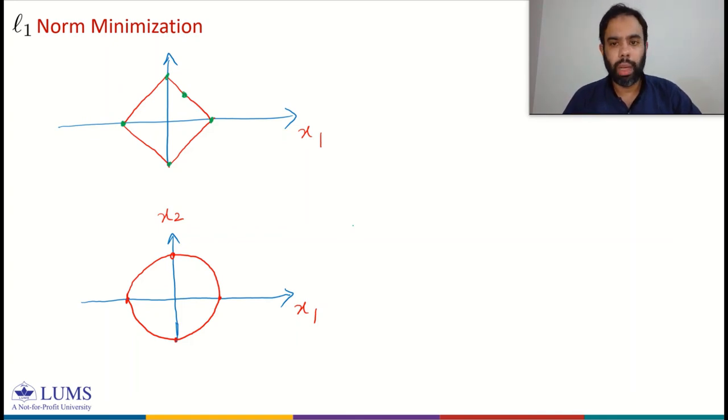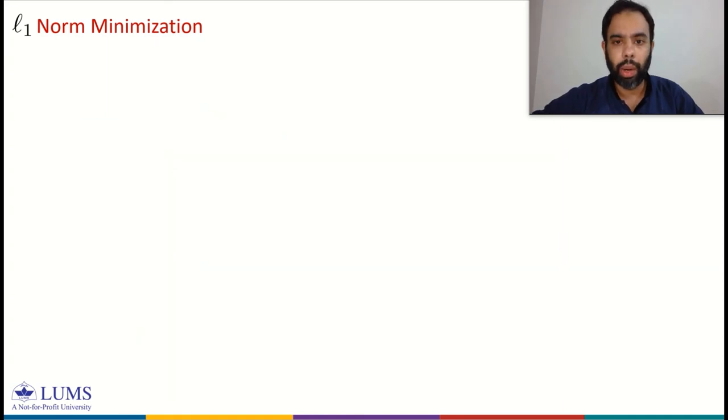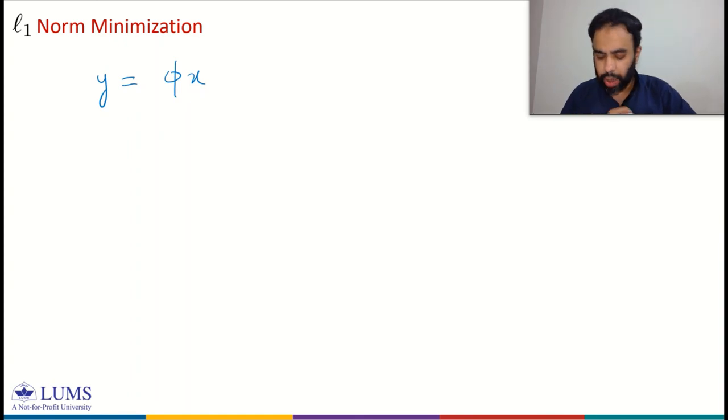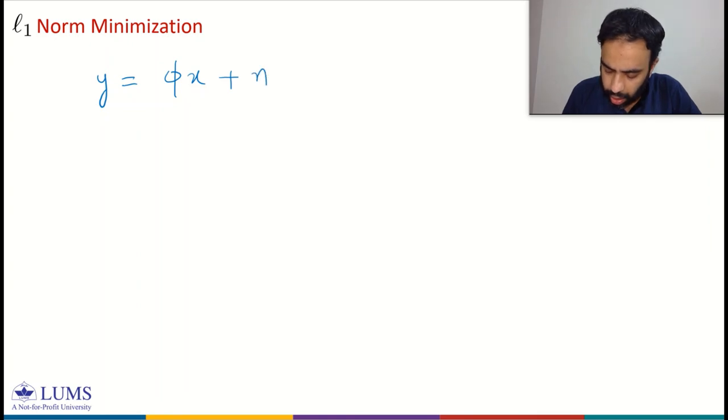Let's also talk about the case when the measurements are corrupted with noise. So say we have a measurement model given by y equals phi x, which is what we talked about earlier. And now we say that the measurements y, the sensing, are corrupted by additive noise n. So n is the noise, phi is the sensing matrix, x is the signal we want to reconstruct, and y are the measurements.